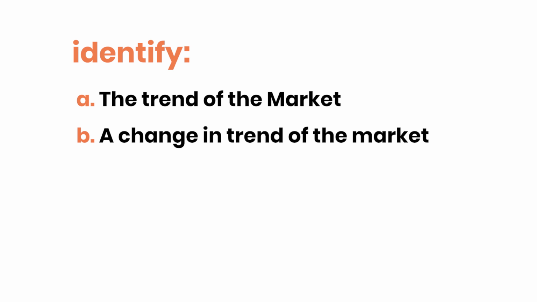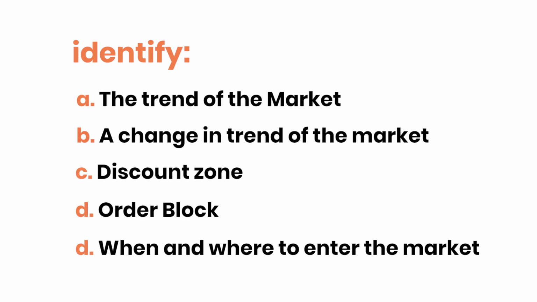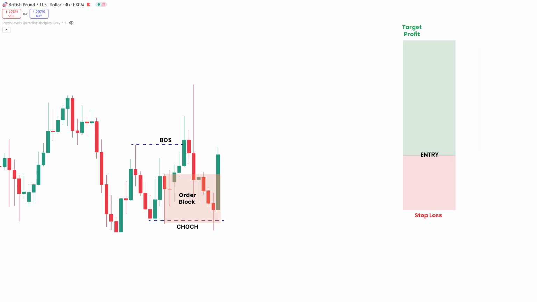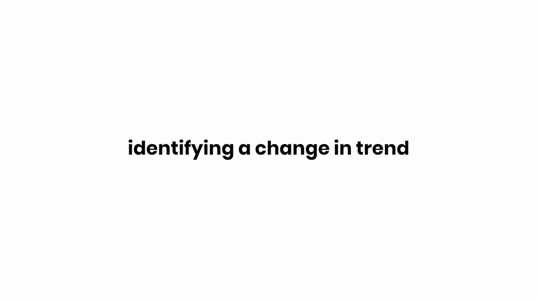Now you know how to identify market trend, when the market changes direction, discount zone, order block, when and where to enter the market. The following are scenarios on actual chart. We've met the market at this point. We plot our lines, the market breaks this point. We know that we're in an uptrend now. We then adjust our markers. We place our order block and expect price to come back. Price comes back. We're presented with a confirmation. We enter the market and set our stop loss and target profit.